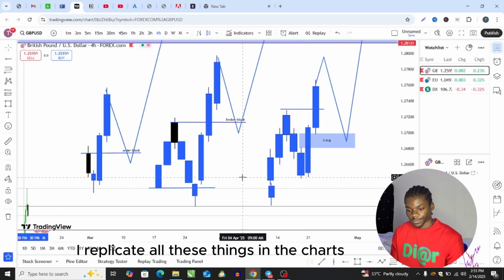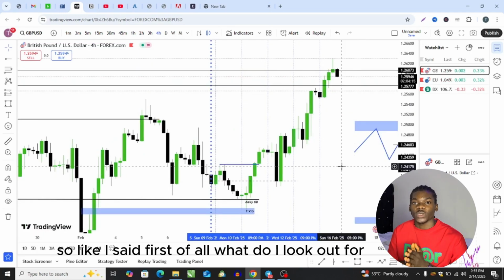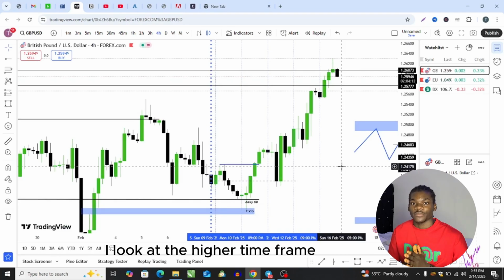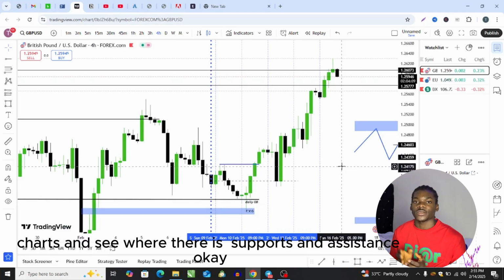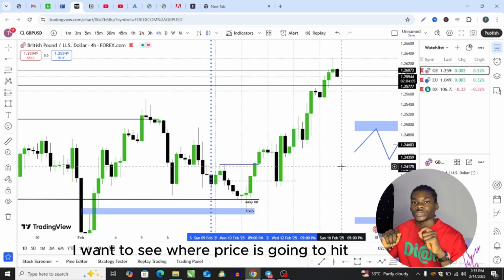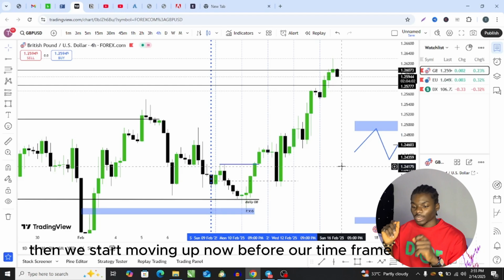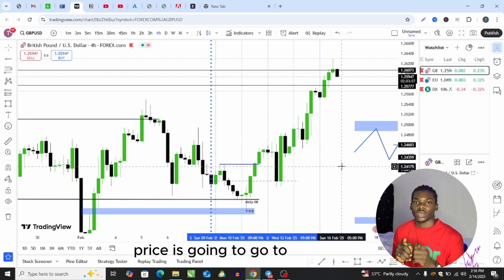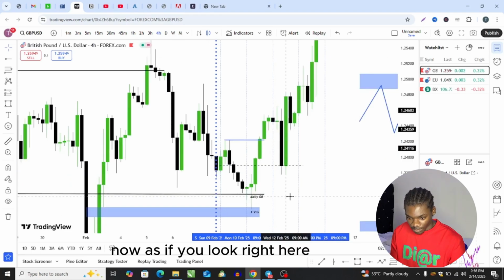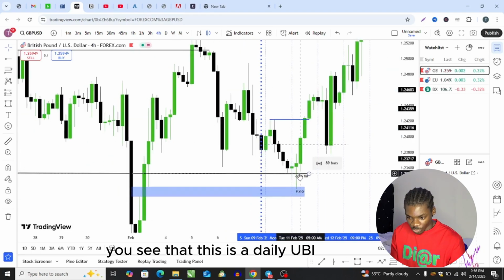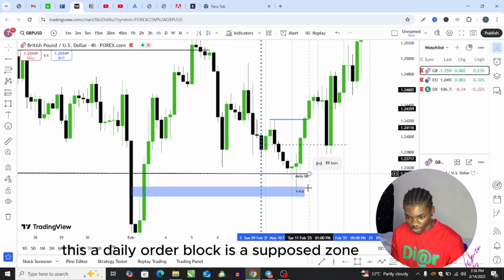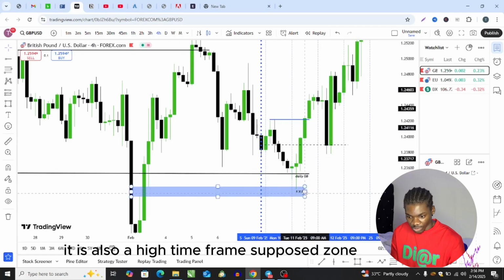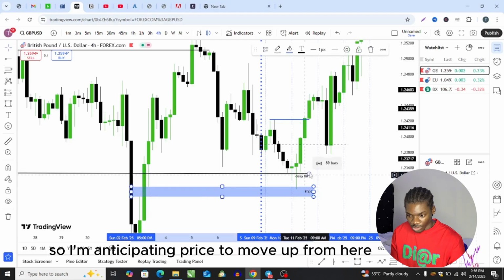So like I said, first of all, what do I look out for? I look at the higher time frame chart and see where there is support and resistance. Okay, so if we have been trading lower, I want to see where price is going to hit, then we start moving up. Now on the 4-hour time frame, I'm going to show you guys where price is going to go to after hitting the support level. Now, if you look right here, you see that this is a daily OB. This is a daily order block. It's a support zone. This is a 4-hour fair value gap. It is also a higher time frame support zone. So I'm anticipating price to move up from here.